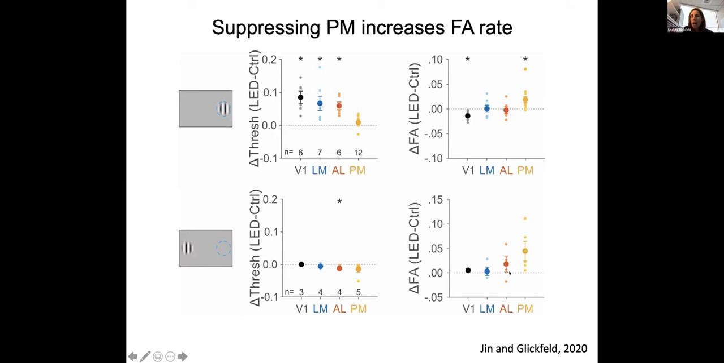However, while the effects on false alarm rate in V1 were abolished, we still see this trend towards a strong increase in false alarm rate in PM, despite the fact that we've now moved the visual stimulus outside of its receptive fields. And this suggests to us that this increase in false alarm rate might actually have something to do with more broad non-perceptual engagement in the task, potentially something to do with its ability to make the decision.